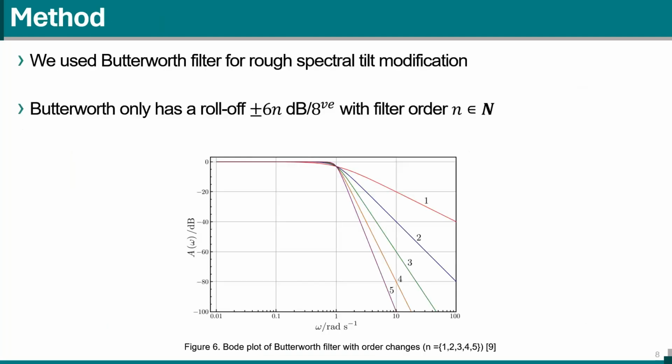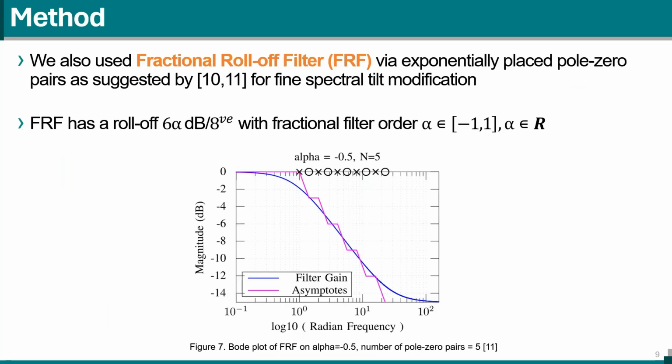We used a Butterworth filter for rough spectral modification. Butterworth only has a roll-off of plus or minus 6n decibels per octave with filter order n. We also used FRF for fine spectral modification. FRF has a roll-off of 6 alpha decibels per octave with fractional filter order alpha.